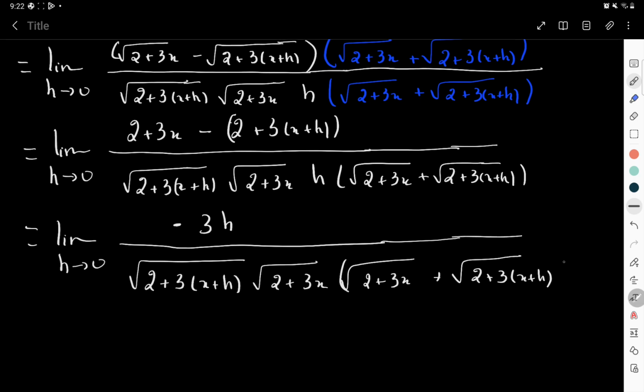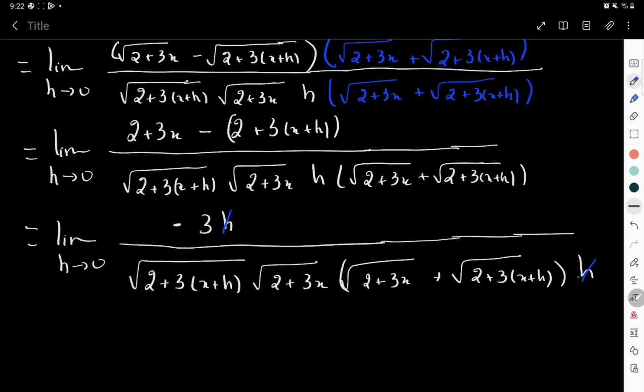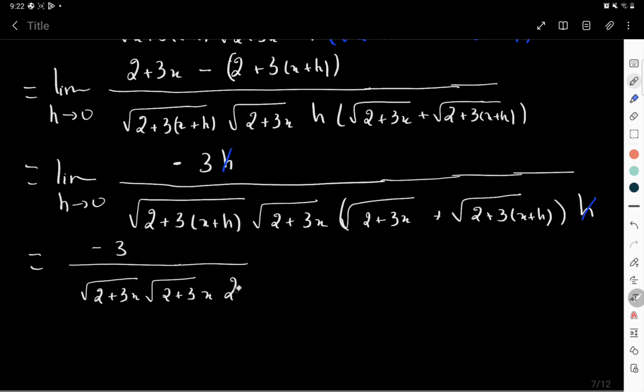x plus h. Of course, I have an h that I will be adding here. And that h will go away. Right? I can cancel it out. And then evaluate, and then compute the limit just by evaluating at h equals 0. So what do we get? We get minus 3 over root of 2 plus 3x times root of 2 plus 3x times what? Times 2. Right? Well, let's write it down here. Times root 2 plus 3x plus root 2 plus 3x.